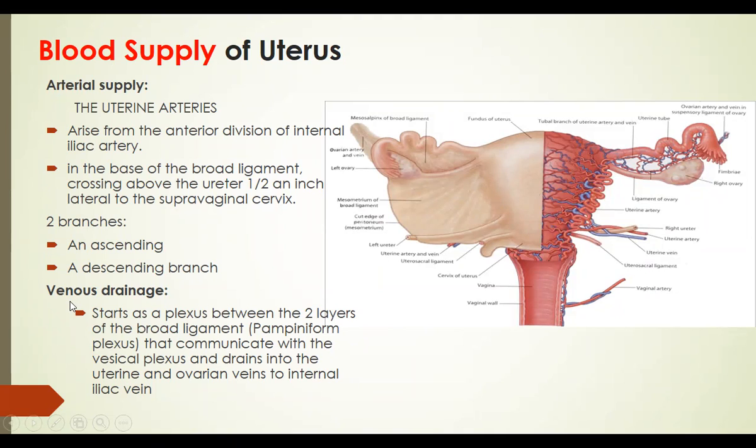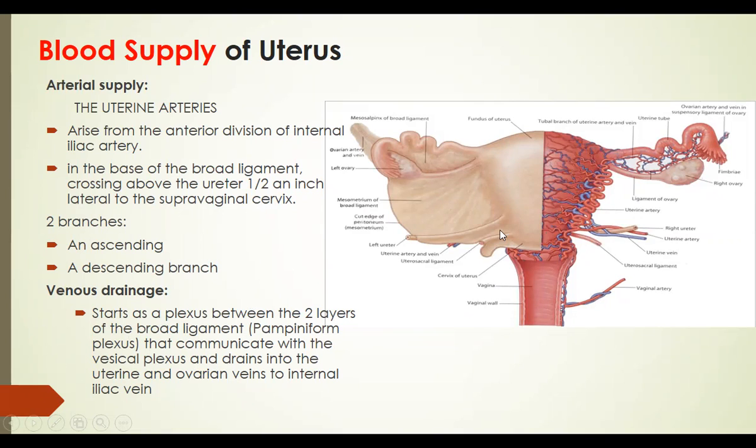Then coming to the venous drainage, it starts as a plexus between the two layers of the broad ligament, the pampiniform plexus. You see here, there is a plexus of veins, many veins all joined together, finally draining into the uterine vein. So this plexus of veins is called the pampiniform plexus. If you remember, a similar pampiniform plexus was there in the testis also, around the testis as well as the spermatic cord. Similarly, we have the pampiniform plexus here also. It starts as a plexus between the two layers of the broad ligament. So this is the broad ligament. In between the two layers of the broad ligament, we can see the pampiniform plexus.